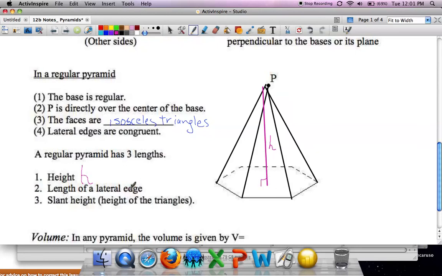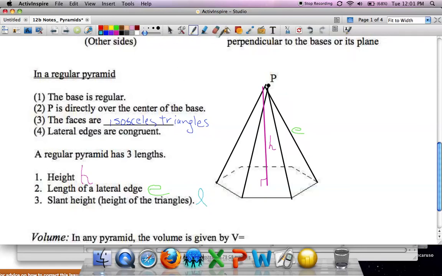The length of a lateral edge, let's call this green. We call this the letter E. E, the length of a lateral edge. So E would be like here, E would be in front of us, and so forth. So E is called a lateral edge, edge beginning with an E. The slant height, which is the height of each of these triangles, we call the slant height L. The slant height is L.